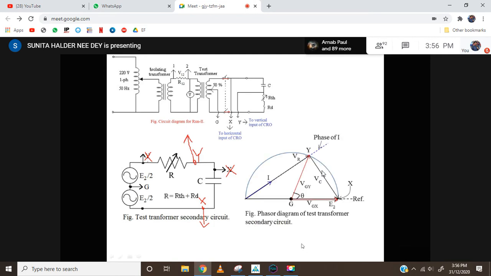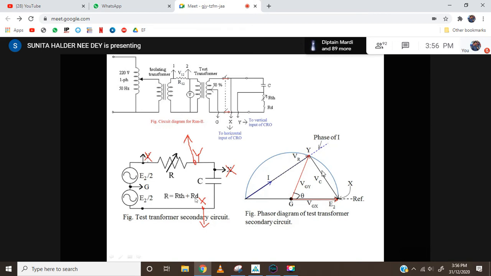Now, if we draw the phasor diagram, then obviously the total voltage is E2. This is simply an RC circuit. If you forget about the transformer, then it is an RC circuit. We are supplying it with an AC voltage, which is the secondary voltage of the test transformer. Then E2 is the supply voltage, and it is a series RC circuit. For this series RC circuit, obviously the current will be leading the voltage. If we take E2 as the reference phasor, then the current will be leading the voltage.